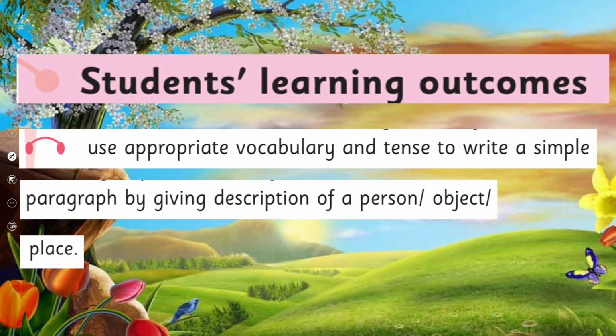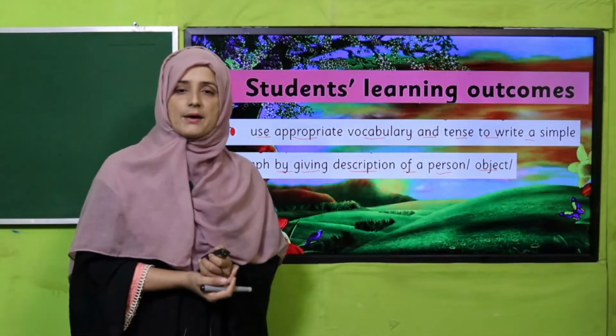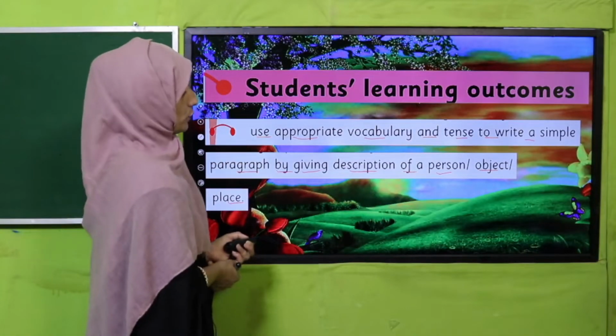So our today's students' learning outcomes are: use appropriate vocabulary and tense to write a simple paragraph by giving description of a person, object, or a place. So this is our SLO, how we can describe a person, a place, or an object. So let's see how we can describe.